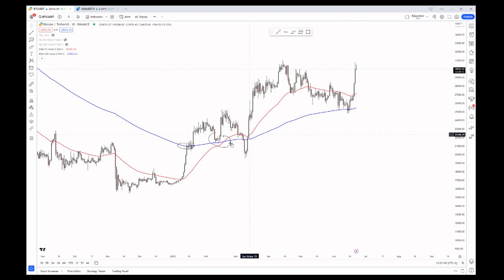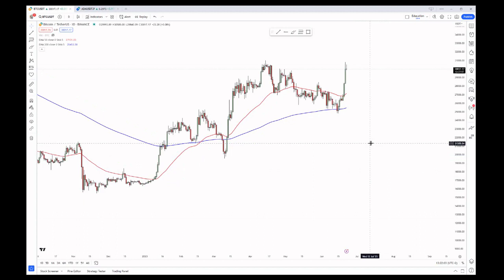So let me leave the 50 and the 200 EMA on the chart. We'll remove the moving average. I will move on a little to support and resistance.